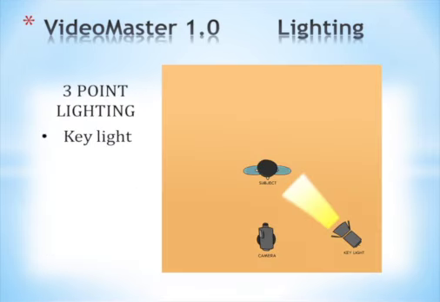So what I'm going to talk about here is three-point lighting. Three-point lighting is the key of how we control shadows. Now, the key to three-point lighting, first of all, it's the placement of the lights, but more importantly, it's the intensity of the lights.